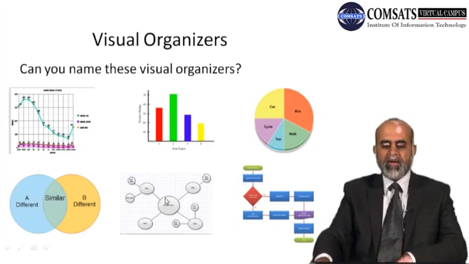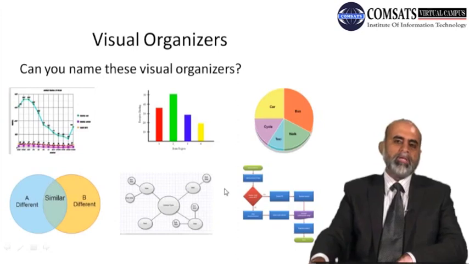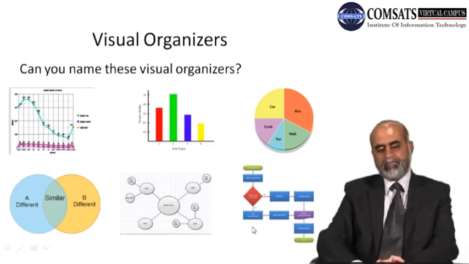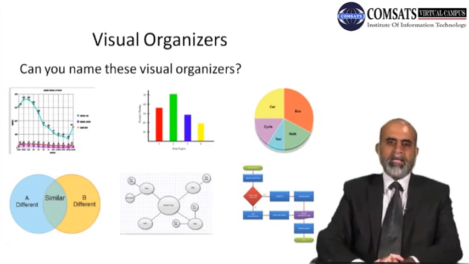Here it can have one main bubble, and each bubble can have its own bubbles attached to it. So one idea is divided into 4 different ideas, and then each of these ideas is further divided into separate ideas. This kind of diagram is called a spidergram.